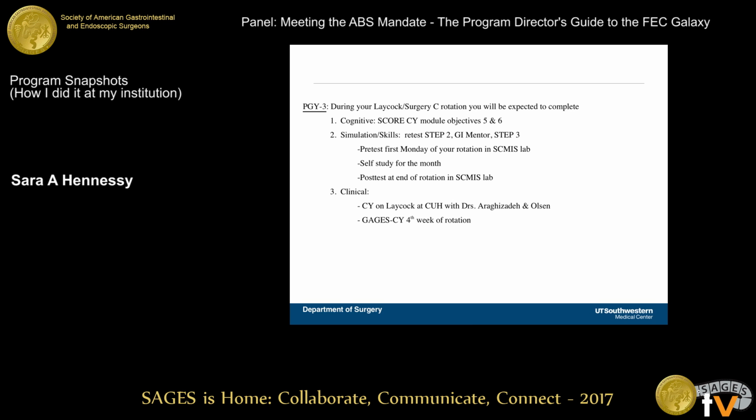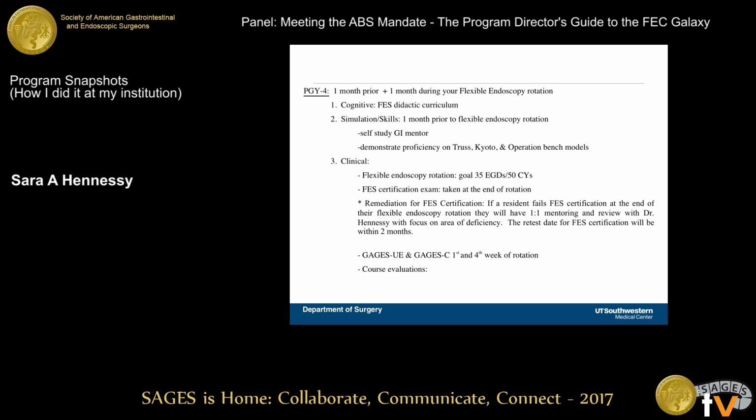In the PGY 3 year, they rotate through our colorectal service, and again, during that time, they achieve their cognitive SCORE modules on colonoscopy. Practice more with step 2 in the simulation modules. And then in the 3rd year, we do step 3 with the porcine model to do our skills and tasks. And then their clinical experience is on the colorectal service, and they have assessment with GAGES at the beginning and end of their month. And then finally, their flexible endoscopy rotation is currently in the PGY 4 year.